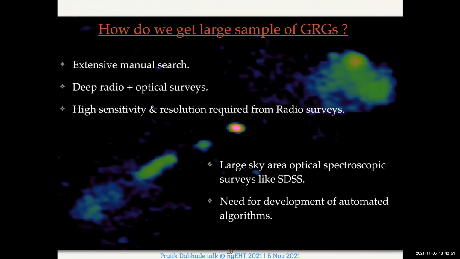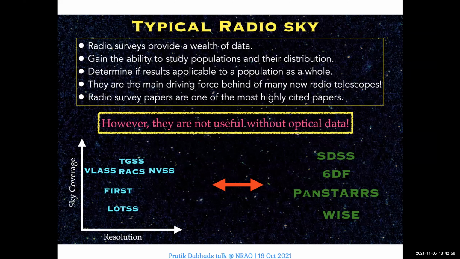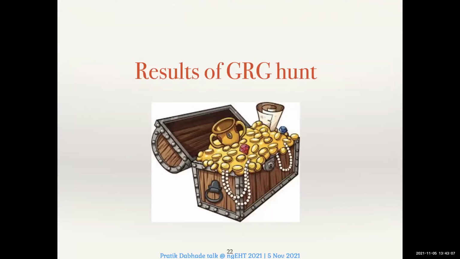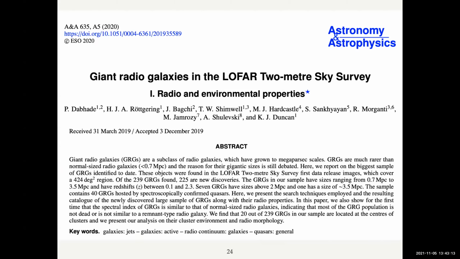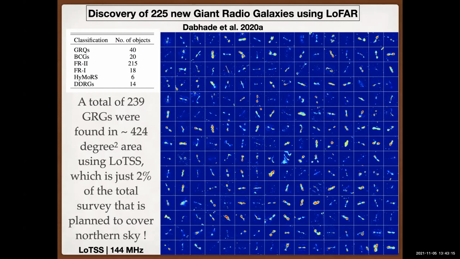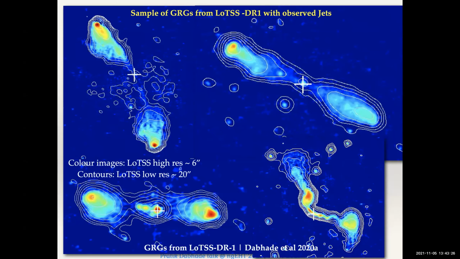We did this using the new optical data and new radio surveys like LoTSS, which is from LOFAR. All of you probably know what we can do with radio surveys and the new optical data. This is the LOFAR Two-metre Sky Survey, which was used at 150 megahertz. Owing to its sensitivity, we were able to unearth a big population of giant radio galaxies from just a 424 square degree area. These are some snapshots of the giant radio galaxies which we have found.